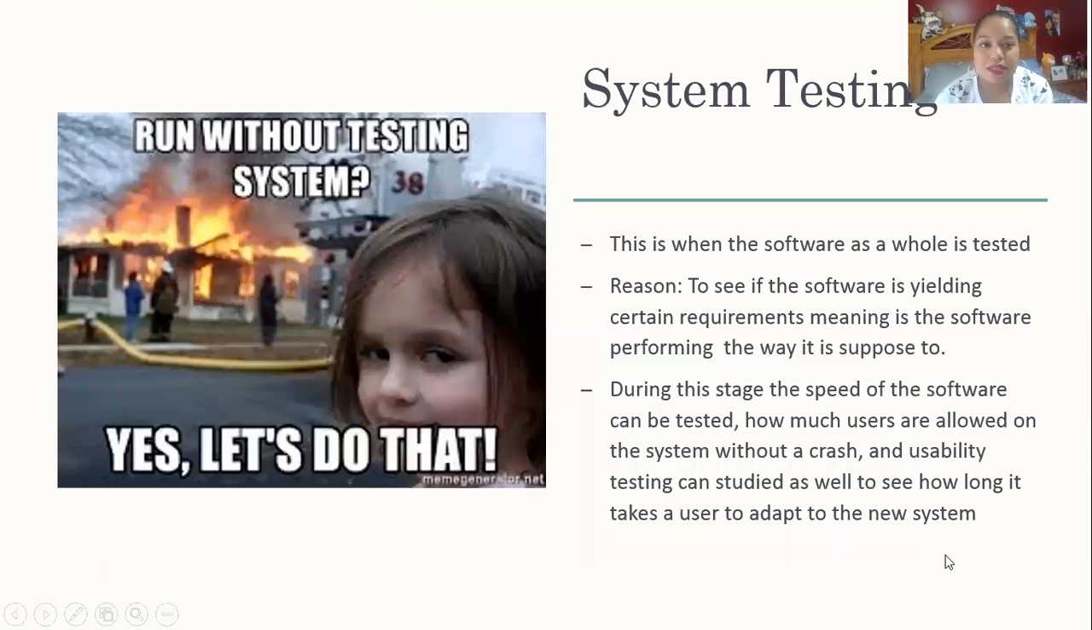The next is system testing, and this is when the whole software is tested. This is to see if the software is meeting certain requirements, meaning if the software is performing the way it's supposed to. During this stage, the speed of the software can be tested, how many users are allowed on the system without a crash, and usability can be studied as well to see how long it takes a user to adapt to this new system. And as you can see in this funny picture, it's not a good idea to run a system without testing it first.